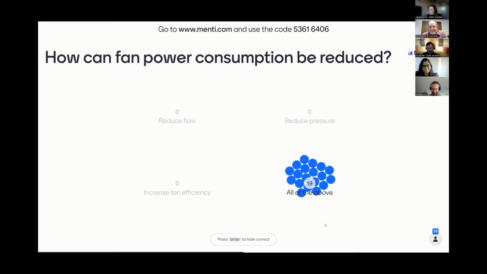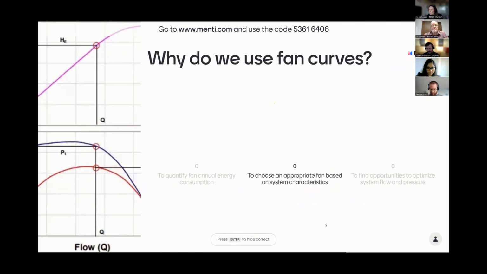Great. But yeah, we saw those equations for fan power of flow times pressure divided by fan efficiency. So those are the main components. And as we mentioned, regardless of the fan system, industrial, commercial, those are the factors that are going to influence your fan power consumption. Moving on to our last question, why do we use fan curves? Is it to quantify fan annual energy consumption, to choose an appropriate fan based on system characteristics, or to find opportunities to optimize system flow and pressure?